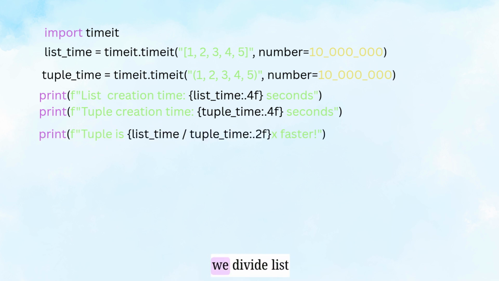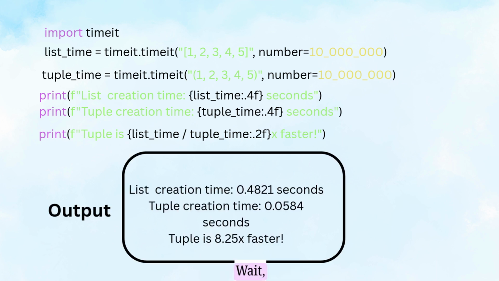This is the fun one. We divide list_time by tuple_time. If the list took 0.48 seconds and the tuple took 0.06 seconds, dividing them gives us 8, meaning the tuple was 8 times faster. :.2f means show 2 decimal places. So it prints something like 8.2x faster. Now let's run the code. Wait, did you see that? A tuple was created 8 times faster than a list.